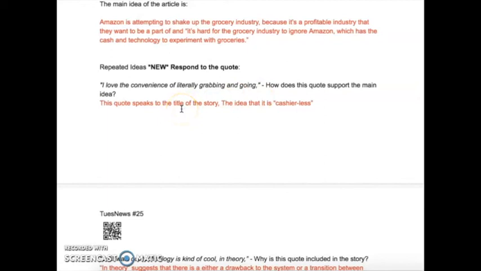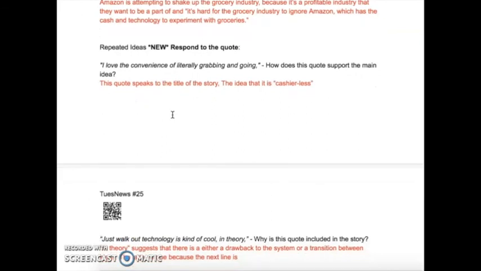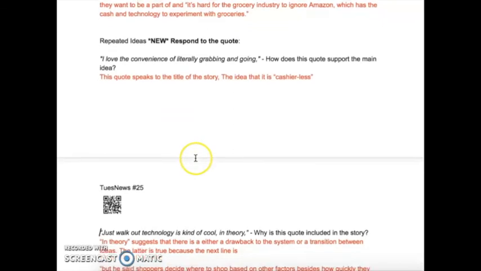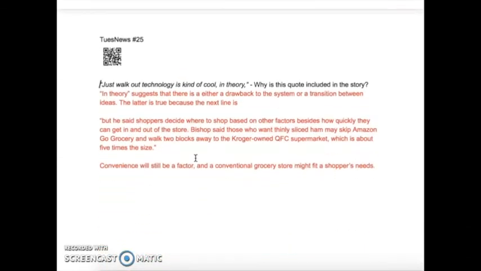So if this is the main idea, then these, in response to that main idea, would be the reasons for the quotes. So the quote said, I love the convenience of literally grabbing and going. Well, this quote speaks to the title of the story. The idea is that it's cashierless. That one's pretty basic. The grabbing and going piece is that you've checked in with your phone on the way in, and everything that you grab gets scanned and gets charged to your Amazon account. But the second one's the one I want to focus on most here. Just walk out technology is kind of cool in theory.